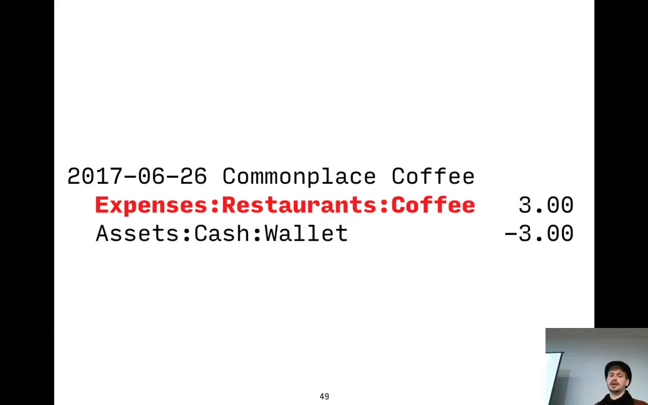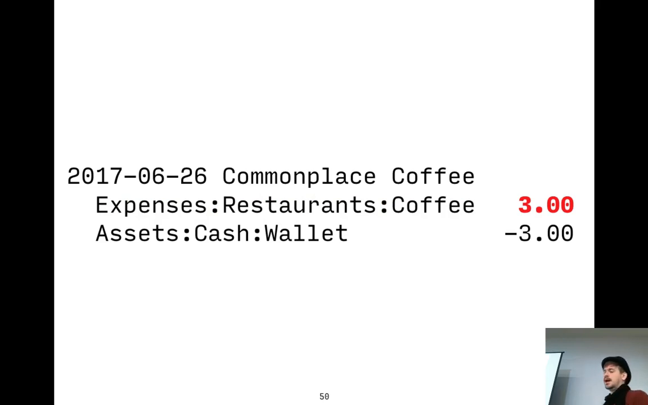Here, I've created a sub-account to track my coffee spending. I could also just do expenses restaurants. This was where I put my restaurant spending, even for lunch. I could do a separate one that's like expenses, restaurants, lunch, if I wanted to explicitly track how much time or how much money I'm spending just buying lunch instead of bringing lunch.